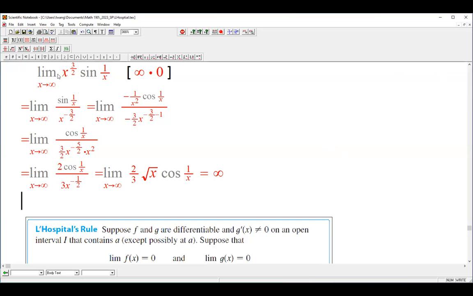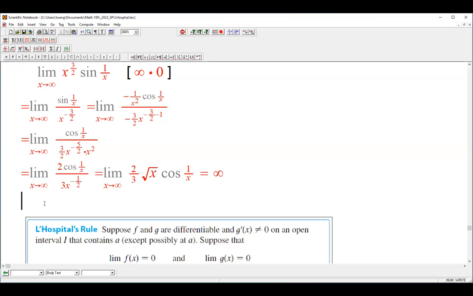Does that make sense? If you have any questions, don't hesitate to ask me, because in the earlier case it was infinity times 0, but now this one is approaching 1, and this piece is approaching positive infinity. So the final limit is approaching infinity.